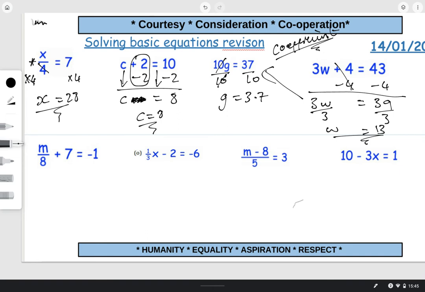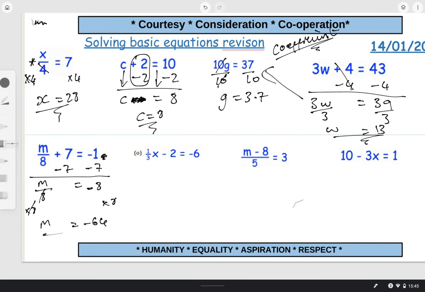Okay, next one, both sides, deal with the 7 first. So take away 7, take away 7. m over 8 equals negative 8, because minus 1 minus 7, the plus and the minus turn into a minus. So minus 1 minus 7 is minus 8. Now times by 8 on both sides. So I get m equals minus 64.